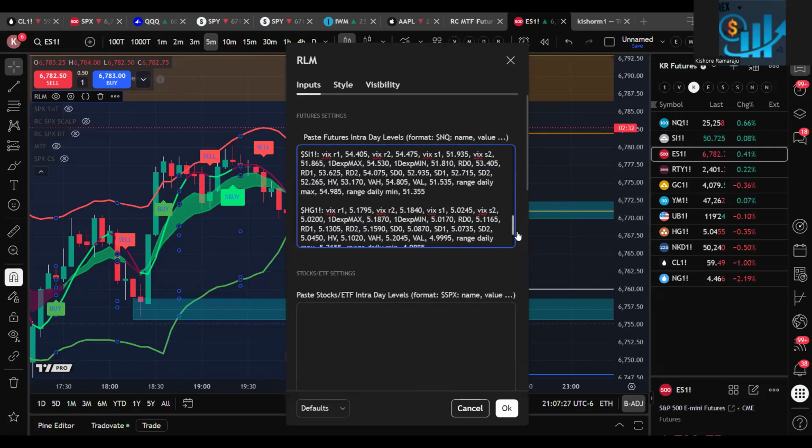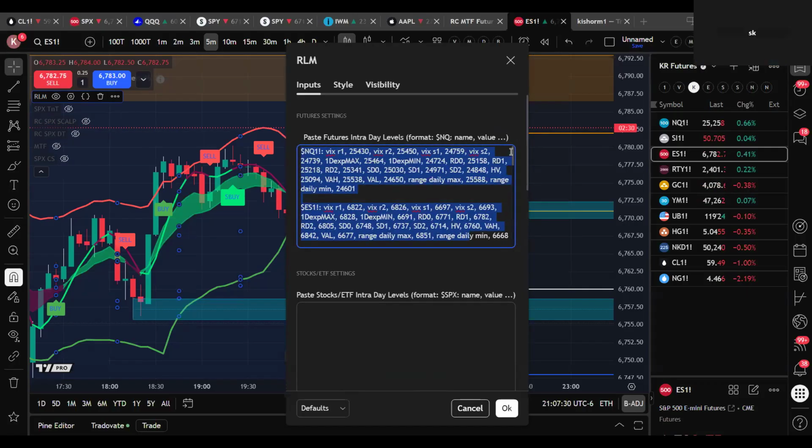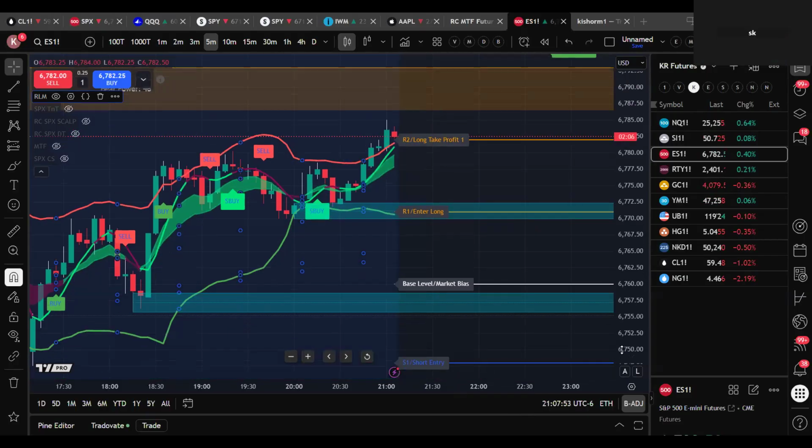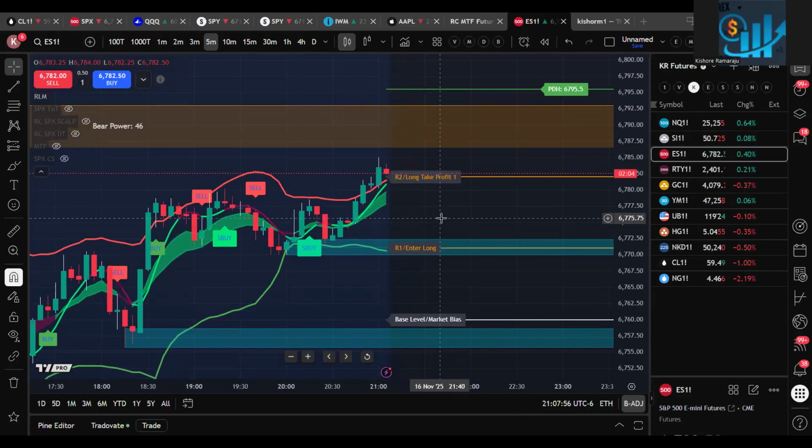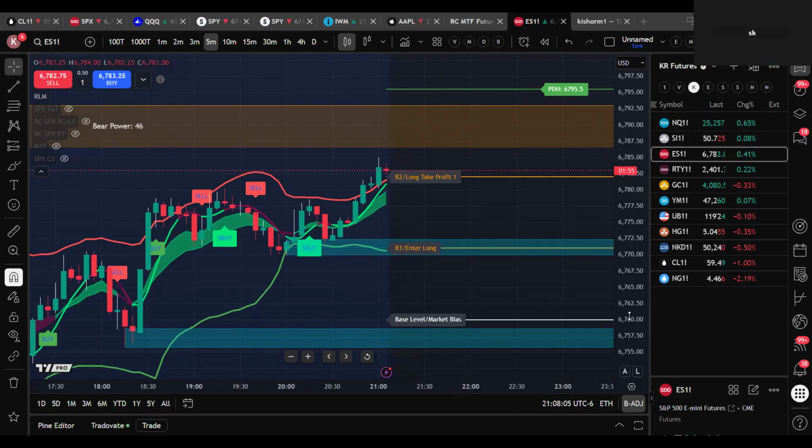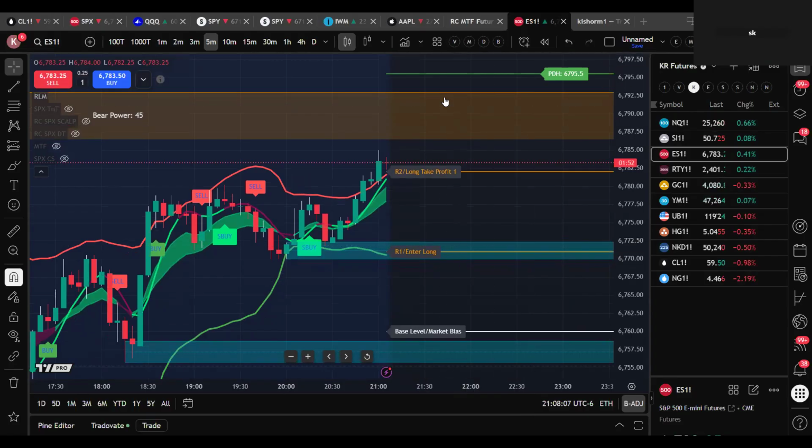So did you copy paste these levels? Yeah, I did. Then you have to make sure you are using ES1 and NQ1. It should not be ESZ or something. Add your tickers like this: NQ, NQ1, SI, SI1, ES1, RTY1, GC1, YM1. Whenever you select the ticker, you will see all the levels. What ticker do you have? Are you using ES1 or ESZ 2025? ES1 only is there, and NQ1, YM1, GC1.